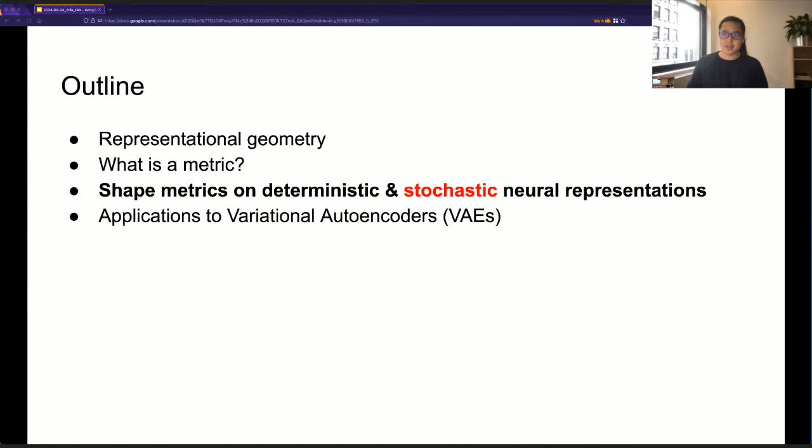So our answer to that is to introduce what we call shape metrics. First I'm going to go through metrics comparing deterministic neural responses, followed by the recent work that I did on stochastic extensions of this framework.